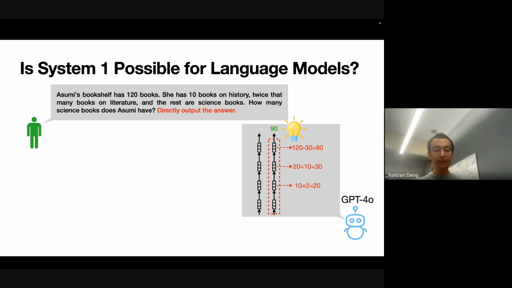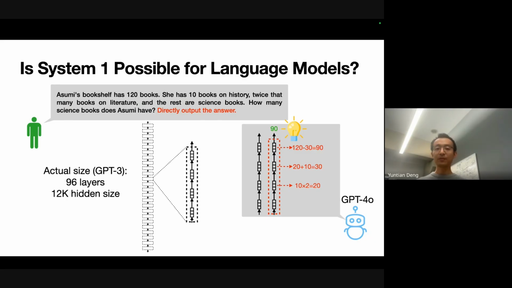And actually here in this example, I'm showing a transformer model with 4 layers. But if you look at how many layers our language models have today, they are way beyond that. For example, before OpenAI closed-sourced everything, if you look at the model architecture of GPT-3, it already had 96 layers, and each layer has a hidden size of 12,000.